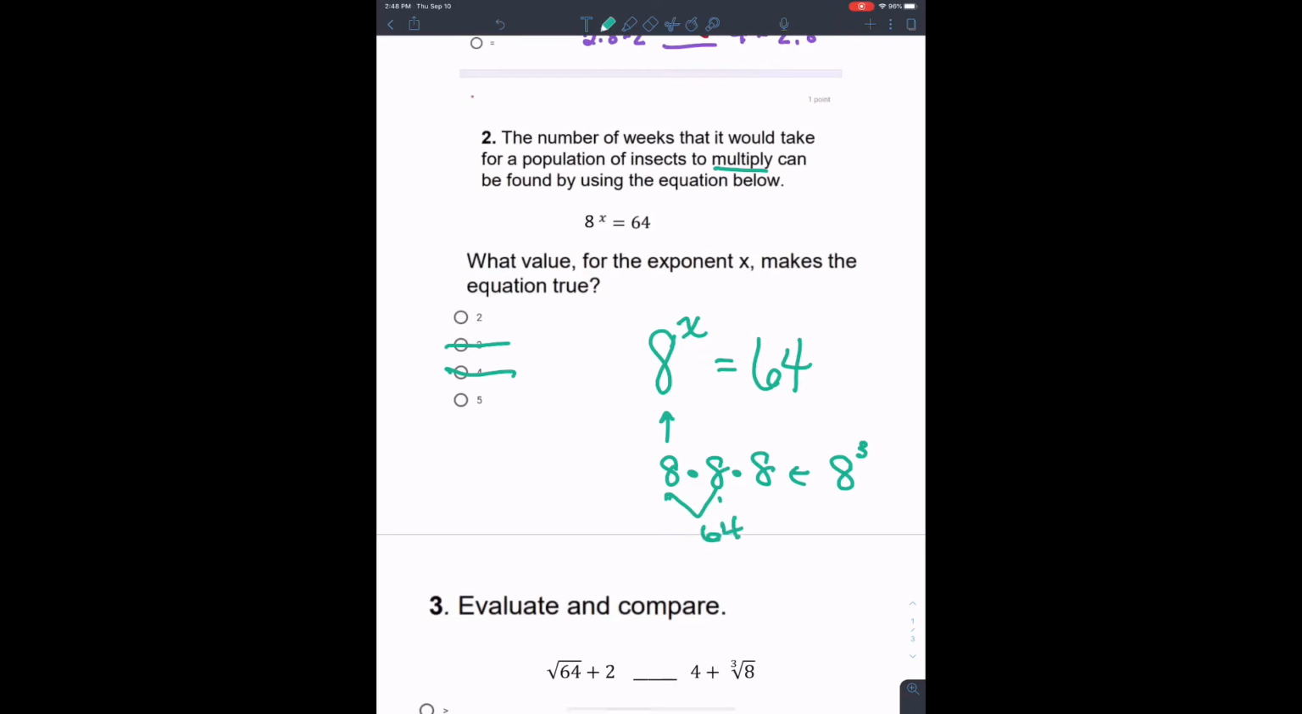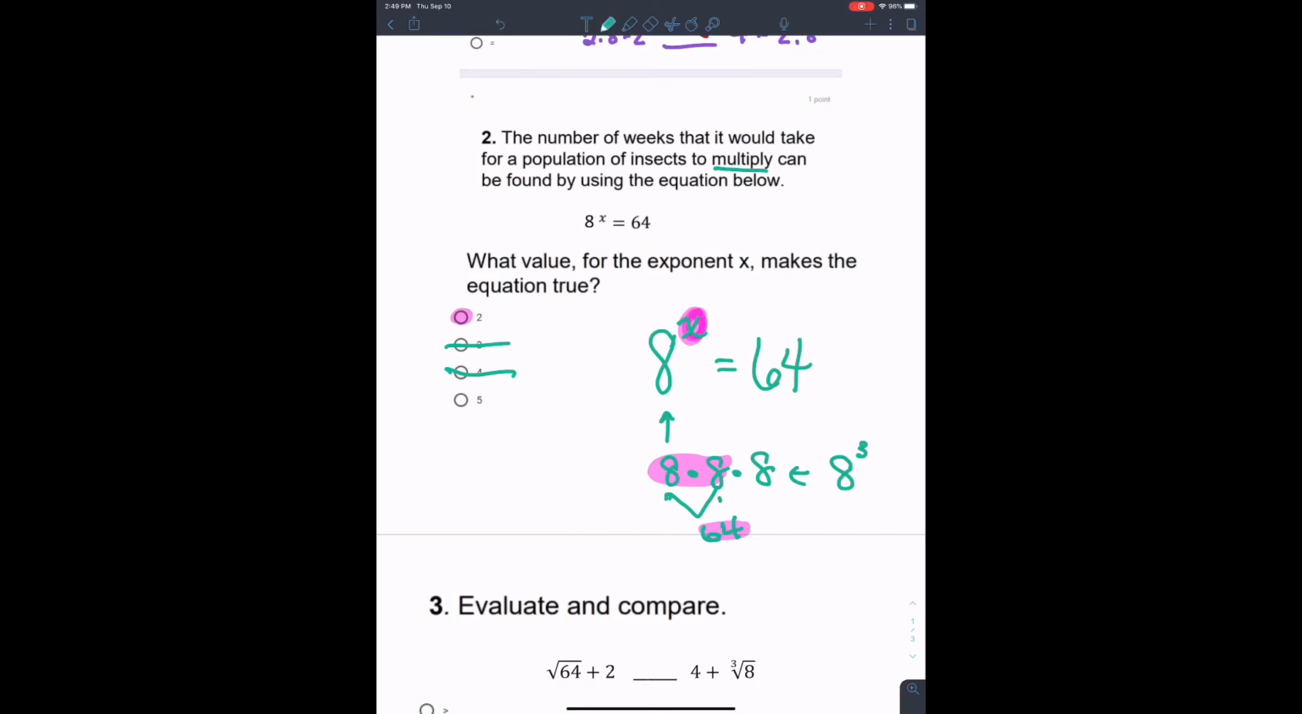That's too many. Well, look what we just did. We figured it out. How many 8s did it take me? Okay, it took me 2 to get to 64. Therefore, my answer is 2. I'm trying to come up with what exponent will give me this number.